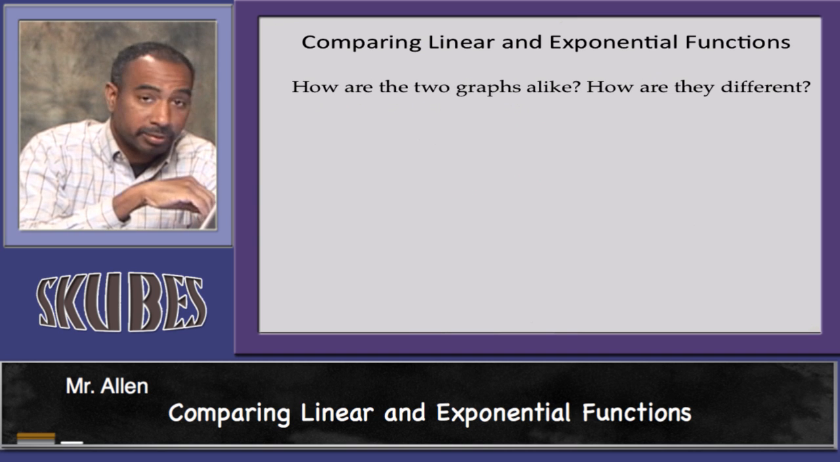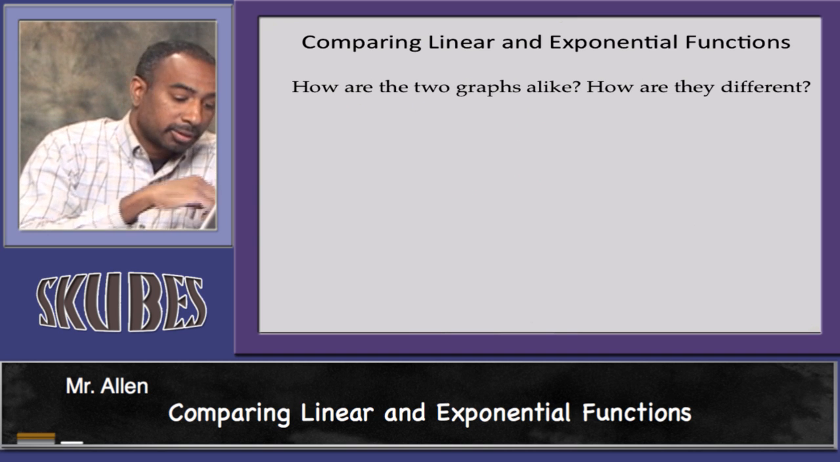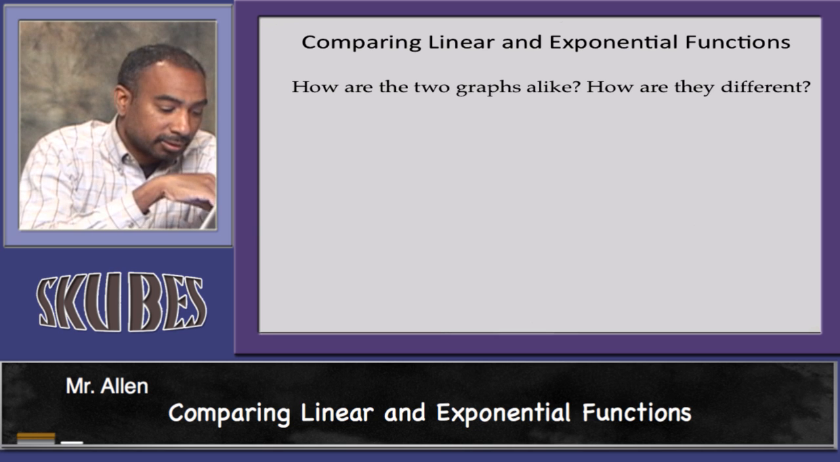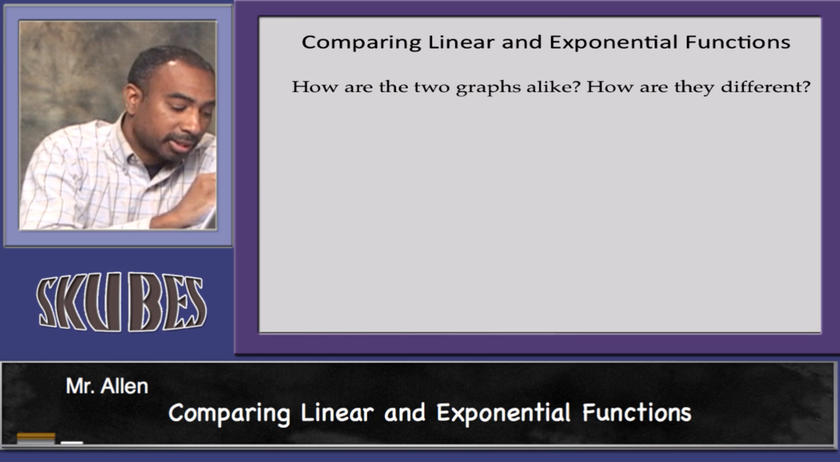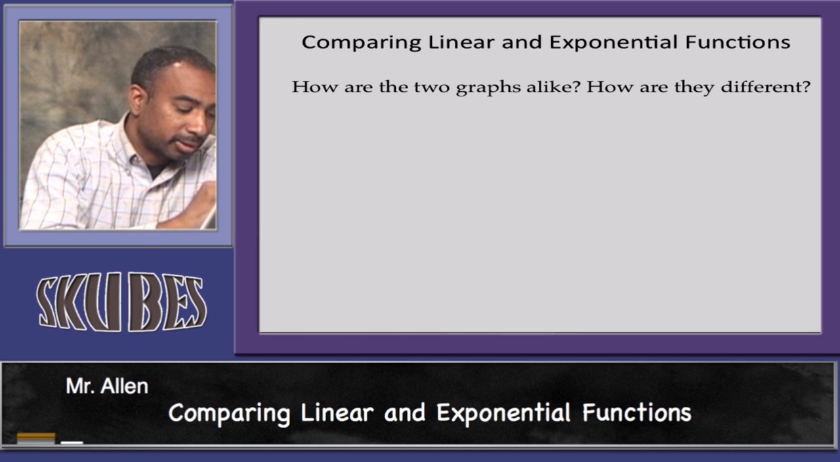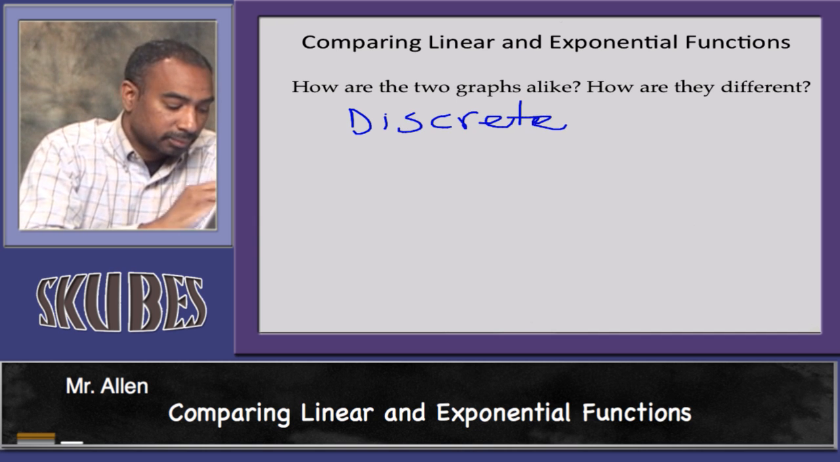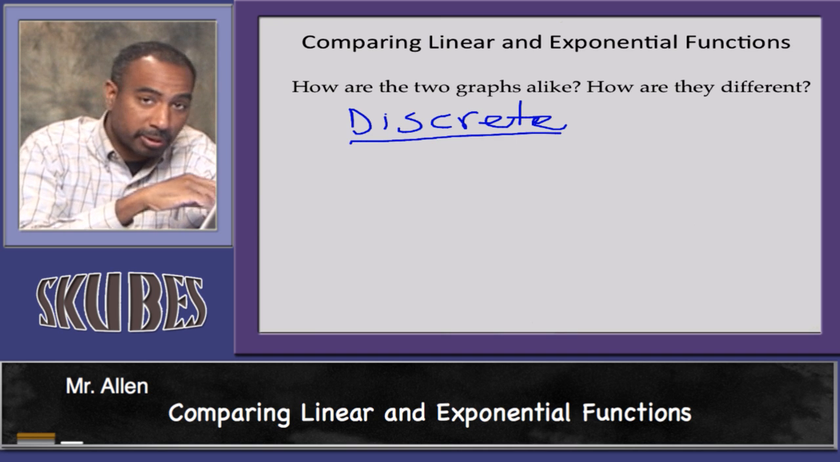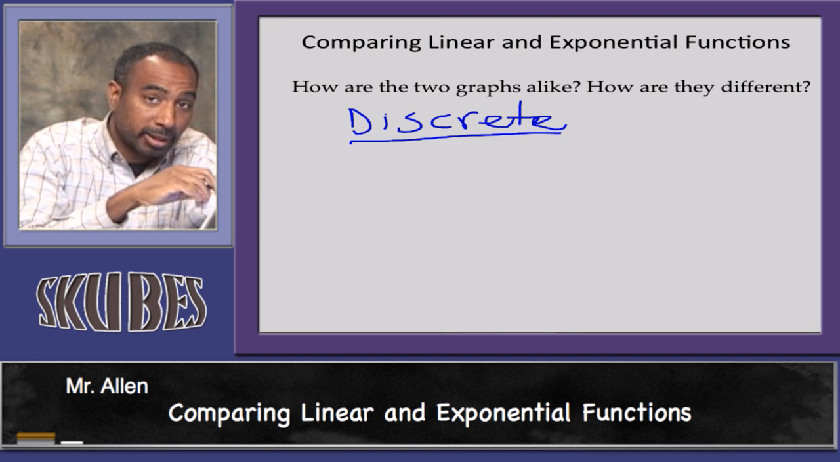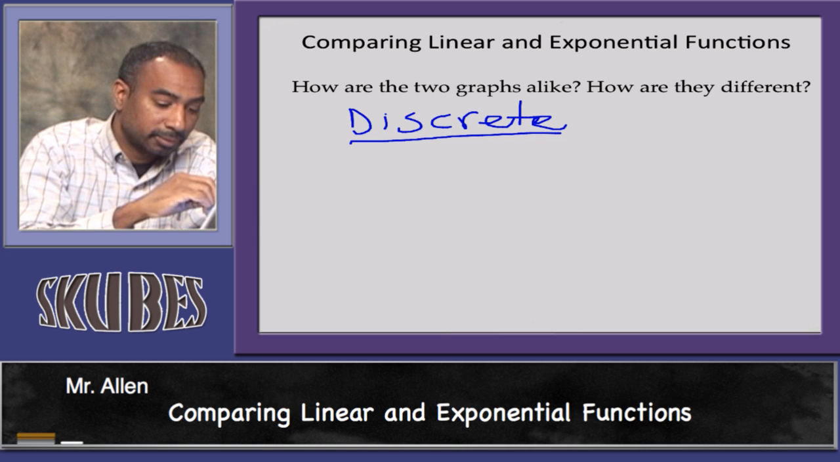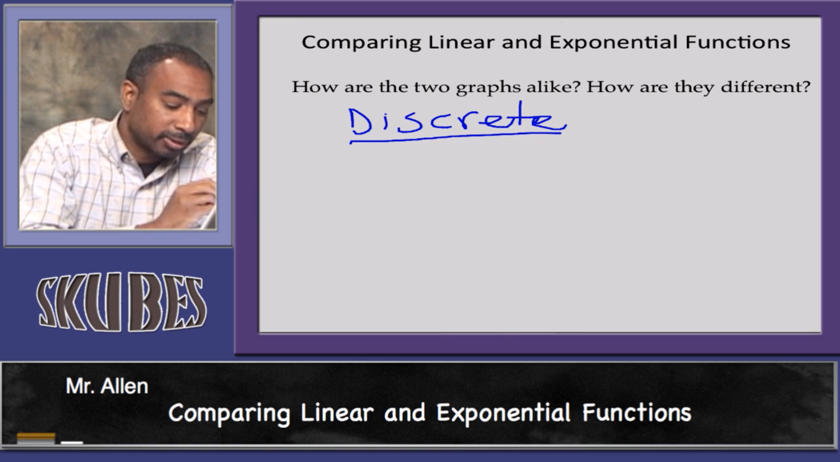How are the graphs alike? How are they different? The graphs are alike because they have a pattern. We'll say they're both discrete. Both graphs are discrete because they have a pattern. First one had a common difference of 10. The other one has a common multiple of 2. And how are they different? Well, one's linear and one is exponential.